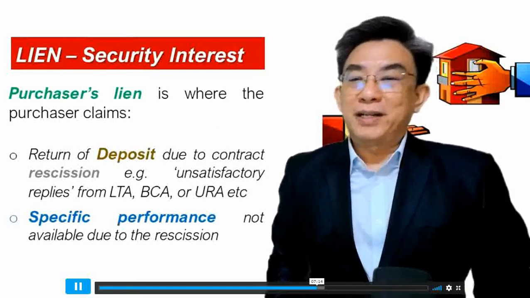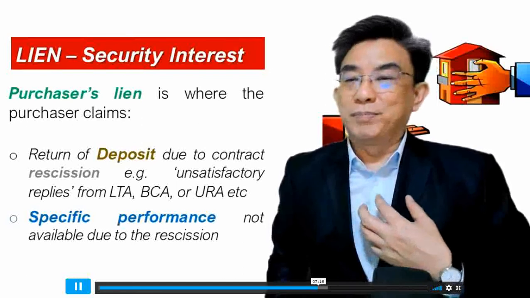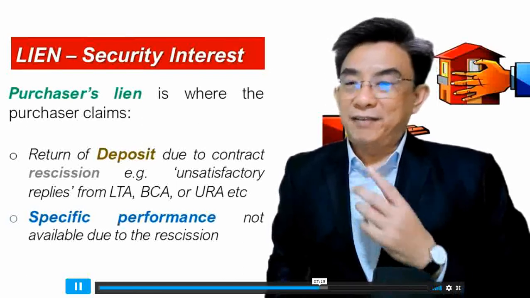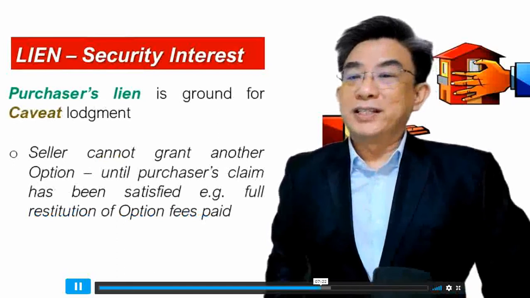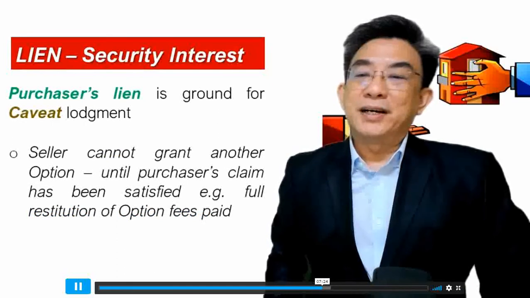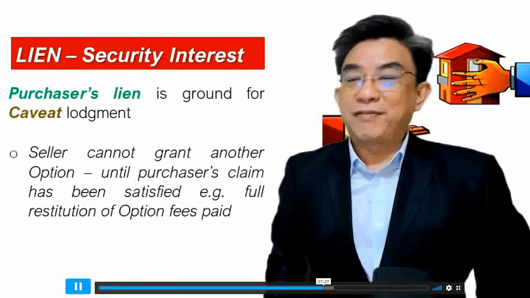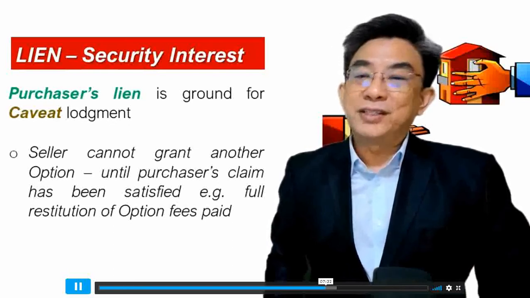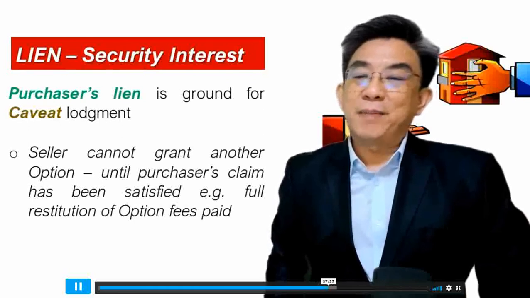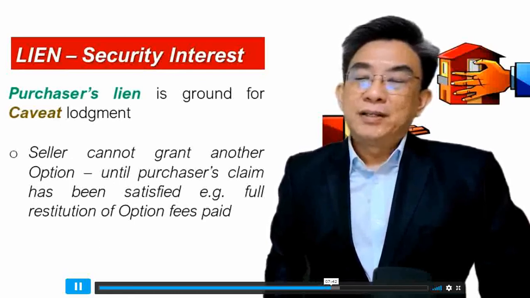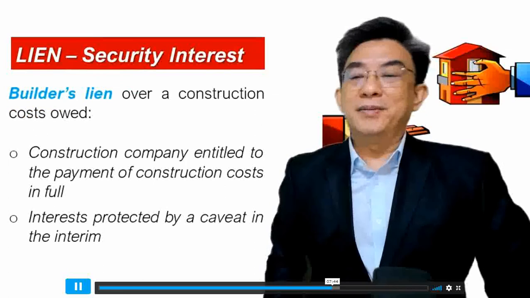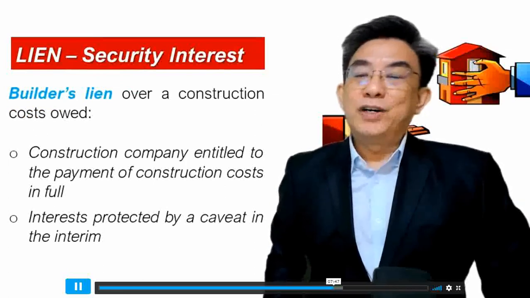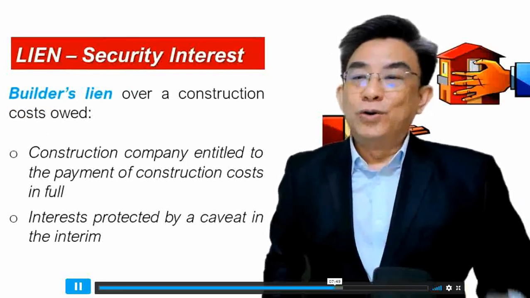But then the buyer or the potential lessee has this position called purchaser's lien. So what happens is that they will quickly go and lodge a caveat so that the seller cannot grant another option until the purchaser's claim has been satisfied, until they get back all their option fee. Now the next one will be builder's lien. Builder's lien over construction costs owed to the construction company.